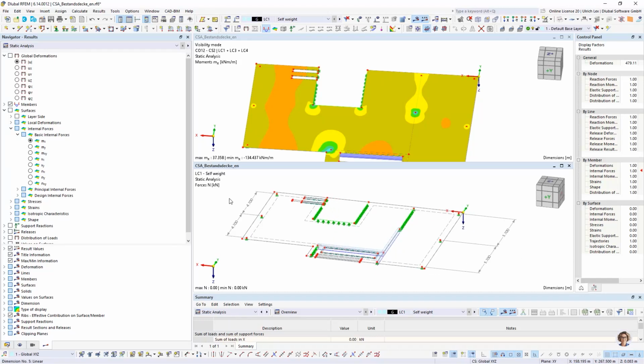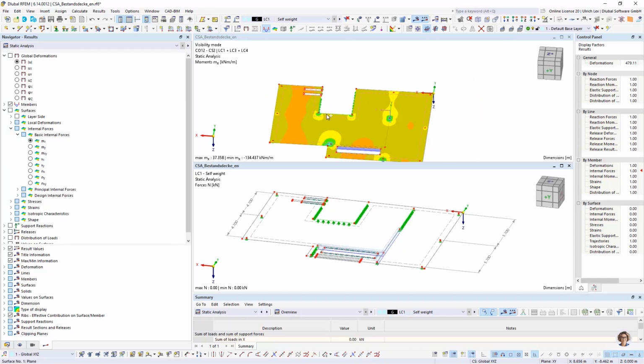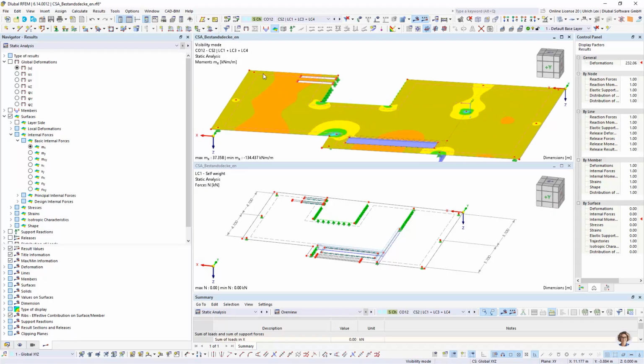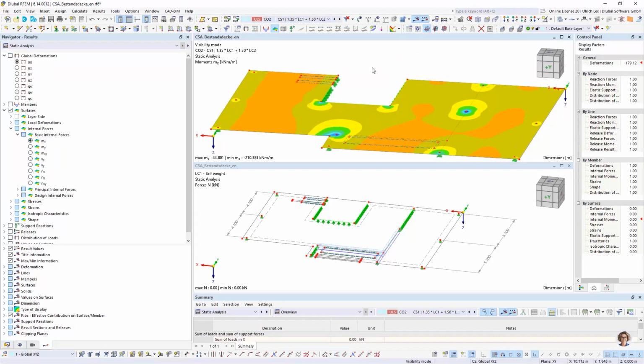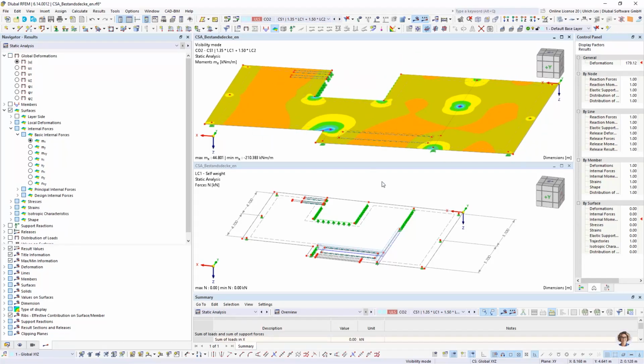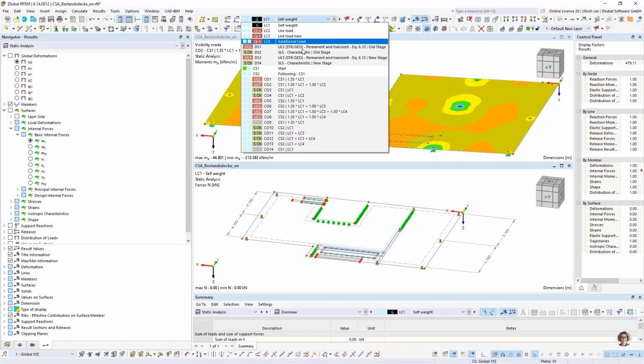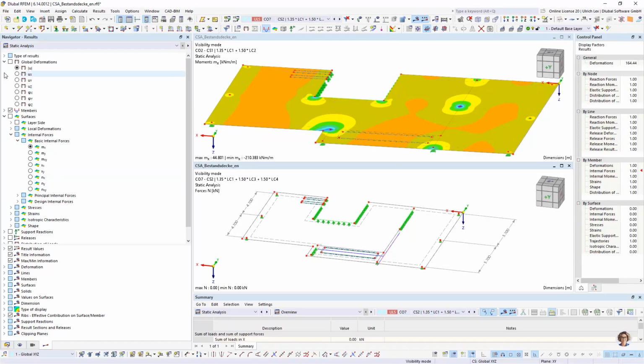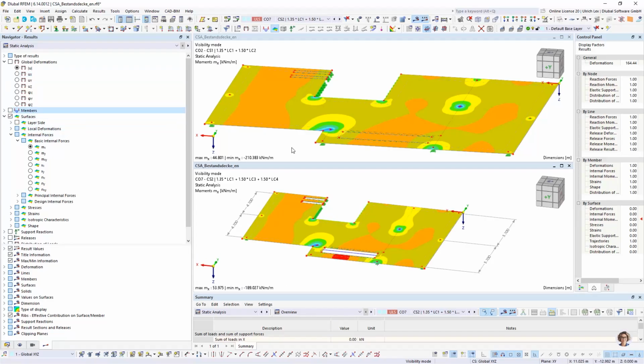Then you can on the one side activate the results for maybe stage 2, and in the other case the results for stage 1. So on the one side the stage 1 and the other side the stage 2.